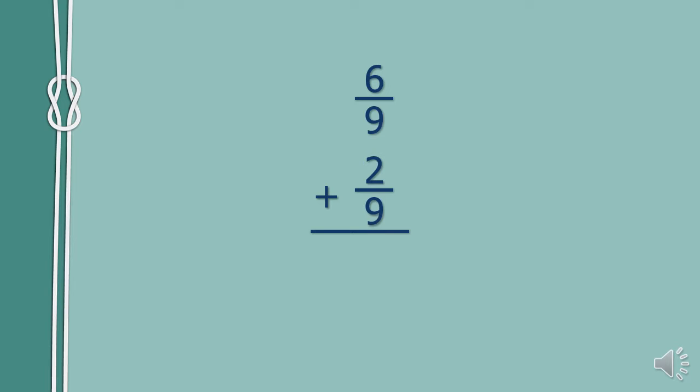Take a look at it and tell me, are the fractions in this addition problem like or unlike? What do you think? Well, if you remember, like fractions have the same number in the denominator. Unlike fractions have different numbers in the denominator. In this case, both of these fractions have a 9 in the denominator, so we can simply add them together. We add the numerators together. 6 plus 2 is 8. And then we bring the 9 down, and the answer would be 8/9. So 6/9 plus 2/9 is equal to 8/9.